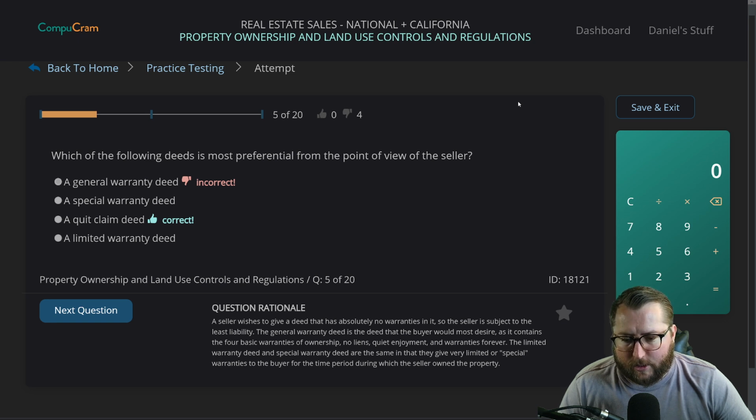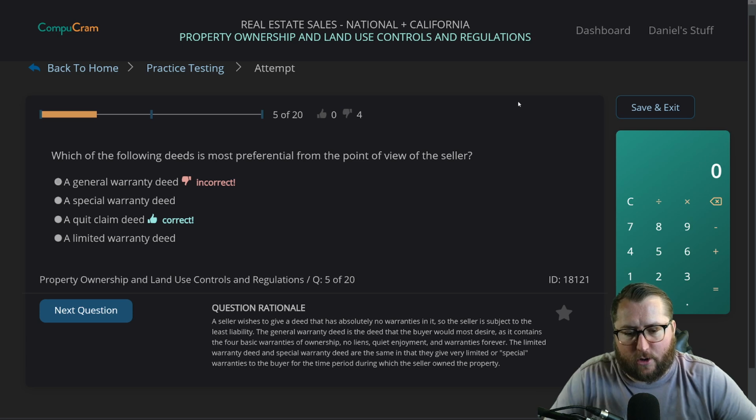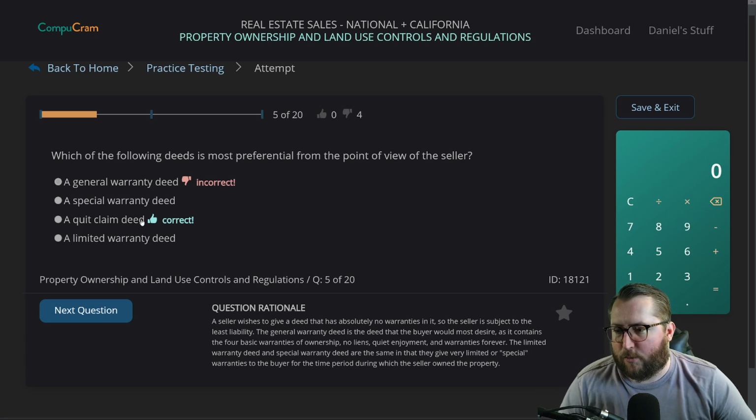The limited warranty deed and special warranty deed are the same in that they give very limited or special warranties to the buyer for the time period during which the seller owned the property. So the seller wants a quitclaim deed, the buyer wants a general warranty deed.